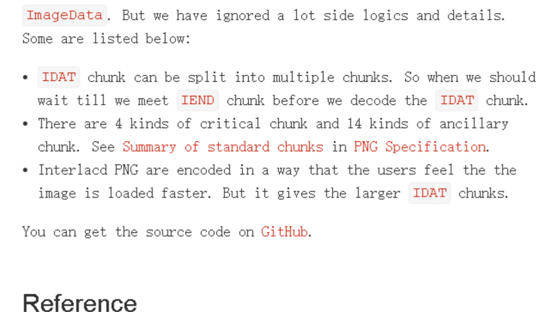Okay, so that's going over how I said you need to concatenate all of those IDAT chunks before you decompress. You don't decompress the IDATs separately and then concatenate. You concatenate all of the compressed data together first, and then you decompress it all in one go. That's very important. Otherwise, I don't know, bad undefined stuff would happen, or maybe defined bad stuff would happen, but it definitely wouldn't work for you. There are 4 kinds of critical chunks and 14 kinds of ancillary chunks. See summary of standard chunks in the PNG specification.